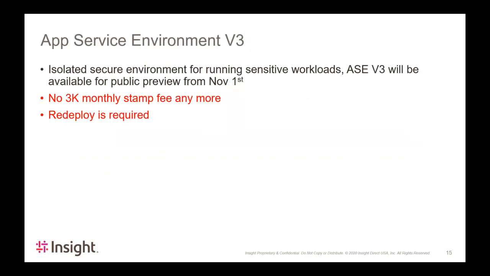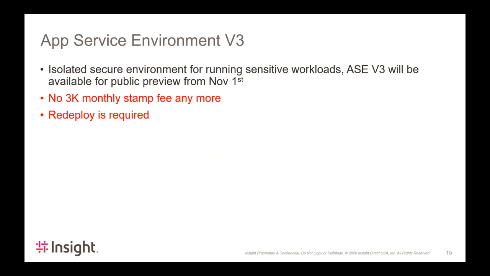The next is Azure App Service Environment v3, which is the traditional isolated environment. Microsoft provides a dedicated environment, not connected to an internet endpoint, specifically for you. Before the v3 or isolated v2 was released, you were charged a 3K monthly stamp fee. Now Microsoft has completely gotten rid of that, so there's no more stamp fee, only your normal app service consumption is charged. Unfortunately, it doesn't support migration or in-place upgrade. You have to redeploy your application to your new environment.